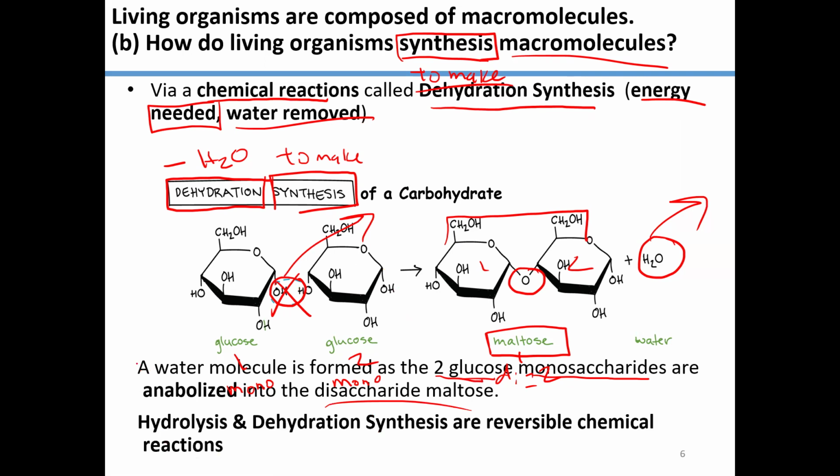All right. The last final idea before we go ahead and test our knowledge is that hydrolysis and dehydration synthesis are reversible chemical reactions. All we're doing in hydrolysis, remember, is adding water. And then in dehydration synthesis, remember, dehydration is going to be the absence of water. When you're very dehydrated, you're missing water. Synthesis, to make, so we're losing water in order to make something.